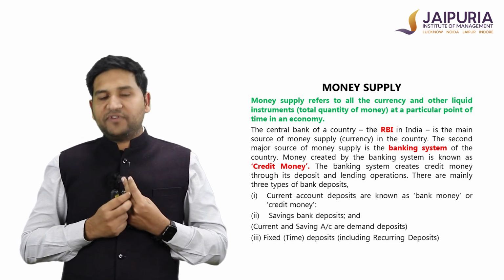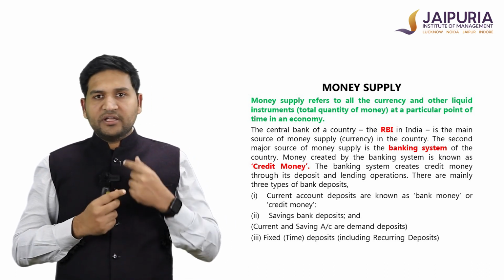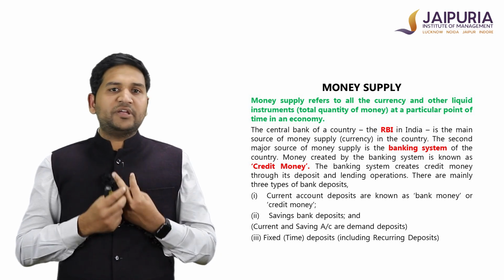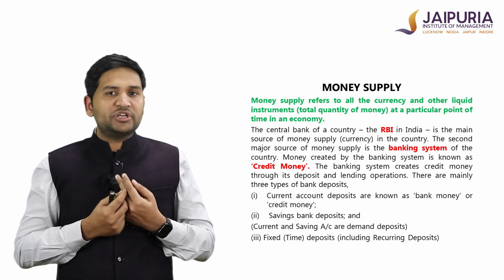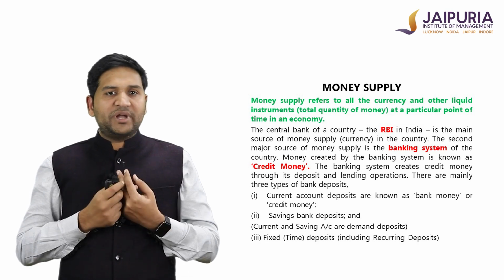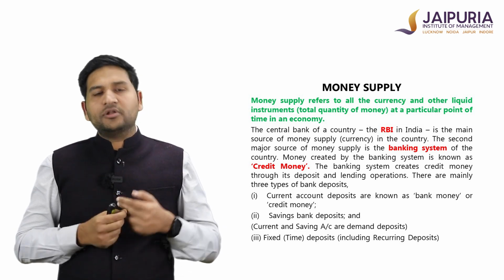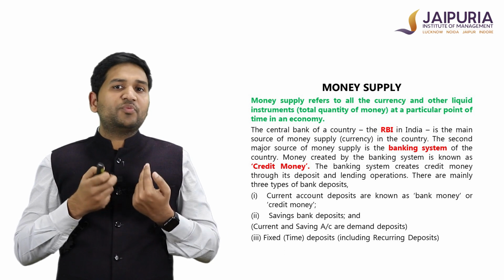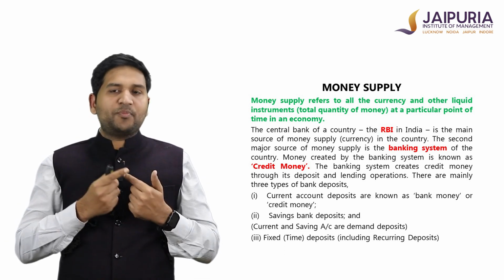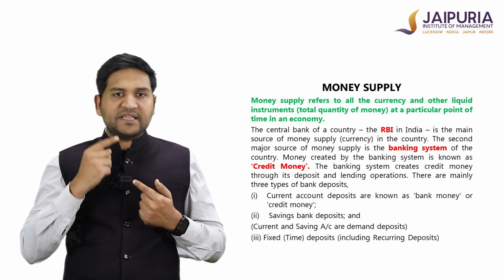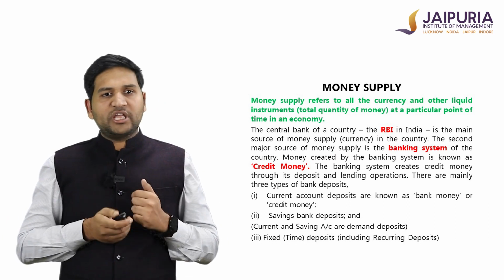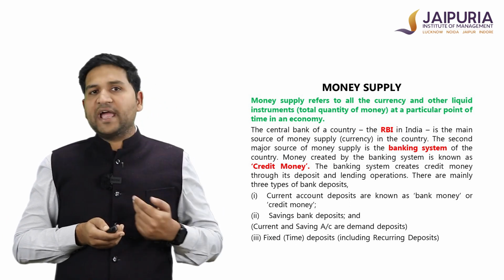And third is FD and fourth is RD. Now fixed deposit and recurring deposit are known as time deposits because we cannot withdraw money before the maturity period. But you can withdraw money, though you have to bear charges. So demand deposit includes current account and saving account, and time deposit includes your FD and RD.